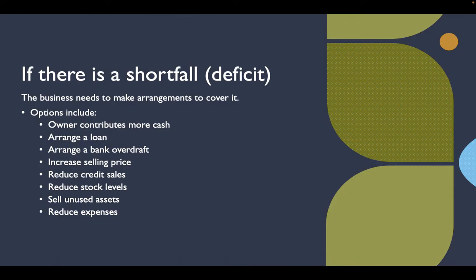They could reduce their stock levels. They might not need to have quite so much stuff sitting on the shelves and maybe order a little bit less frequently. Sell any unused assets that they might have lying around, just like you would if you needed some money and you look around your house and you try and sell off those old toys or something on TradeMe. It's the same for a business. They can try and sell their unused assets or reduce their expenses. Look for cheaper suppliers, look for ways of not having to pay quite so much for some of the things they need.